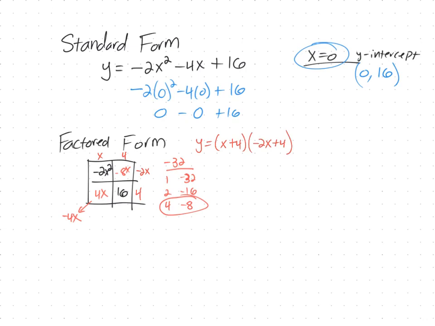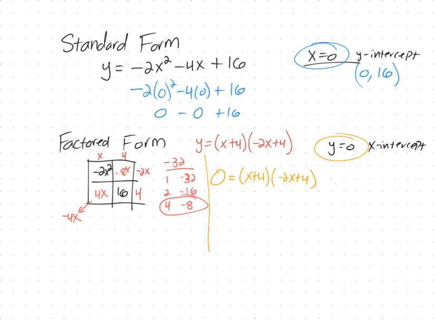And when I use factored form, I'm going to set y equal to 0 to get the x-intercept. And I'm going to do that here. Let's see if I get a better color. We'll do that in orange. So y equals 0. So if y equals 0, then 0 equals x plus 4 times negative 2x plus 4.